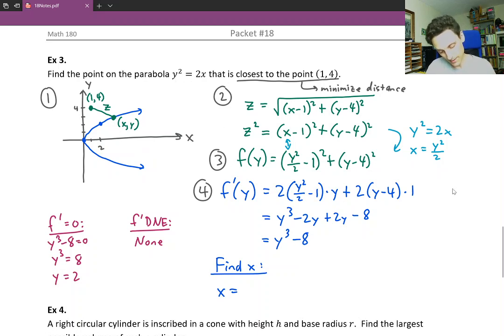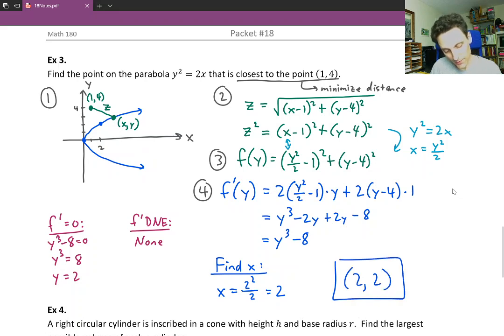So that's the one that satisfies that equation. So we have x equals 2 squared over 2, which is 2. So the point 2, 2 is the point on the parabola that's closest to the point 1, 4.